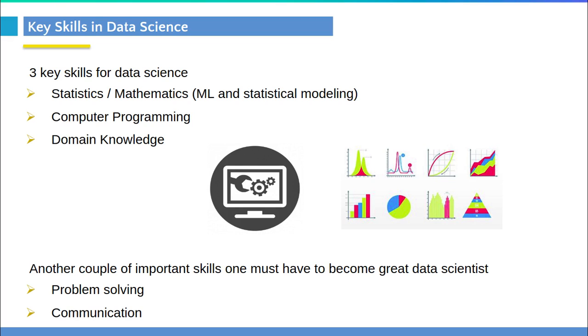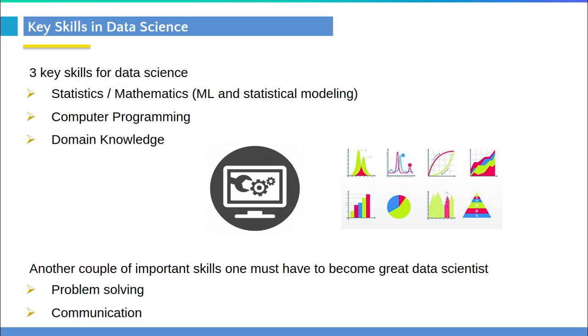And the last important thing is domain knowledge, right? If you know the business objective, that makes your life easy, and that makes your decisions and processing of your data easy. That is the most important thing to know. Okay, there are a couple of other important skills like problem solving and communication.